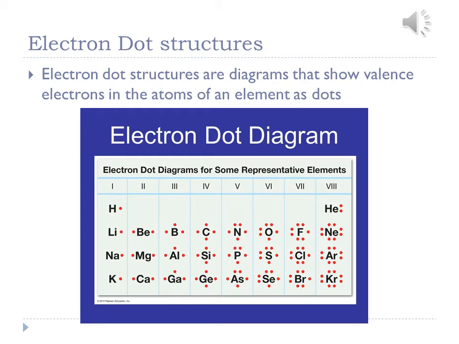Group 3A, three dots, like boron, aluminum. Group 4A, four dots, like carbon and silicon. Group 5A, 5 dots, like nitrogen and phosphorus. Group 6A, 6 dots, like oxygen, sulfur. Group 7A, 7 dots, like fluorine and chlorine. Group 8A, 8 dots, like neon and argon. And as I said before, helium has 2 valence electrons, so as you can see, it has 2 dots.